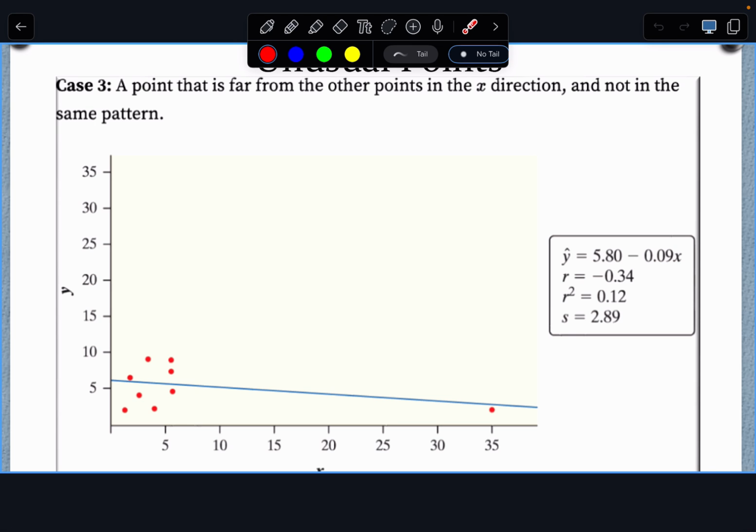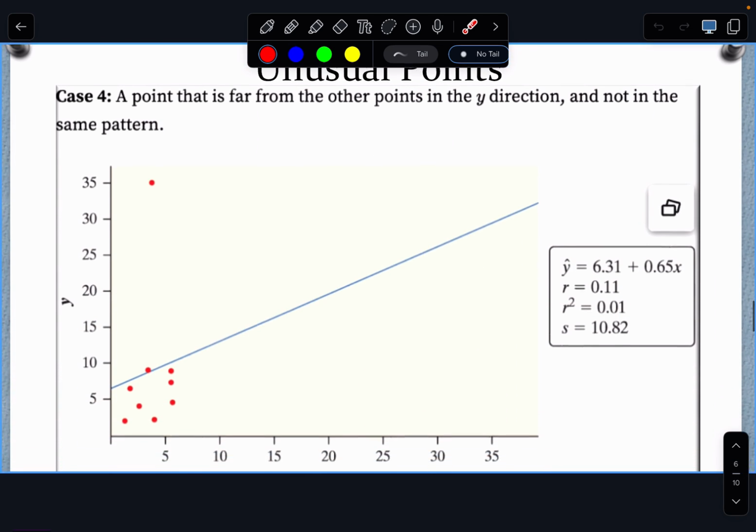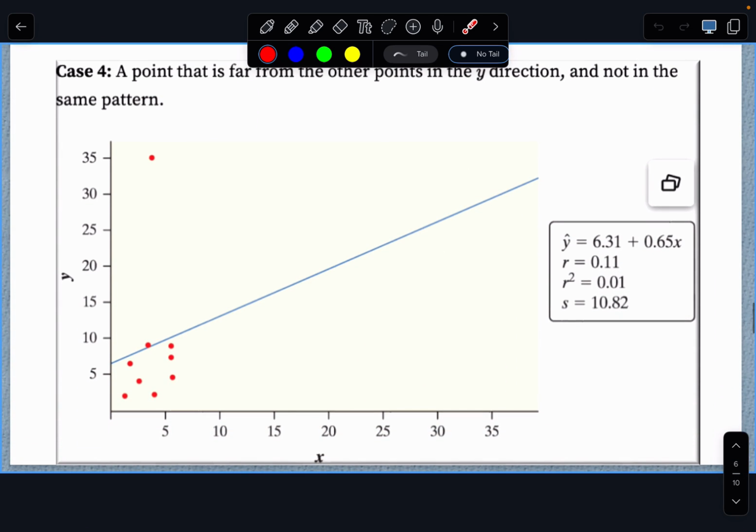The other type of unusual point that we can encounter is one that has an extreme value in the y direction. So the x value more or less lines up with the rest of the data, but this time it has an extreme y value, either way larger or way smaller than the other points. So basically it doesn't follow the overall pattern.